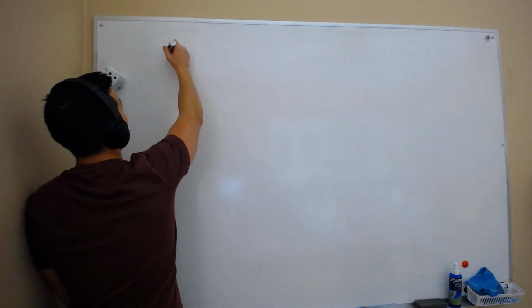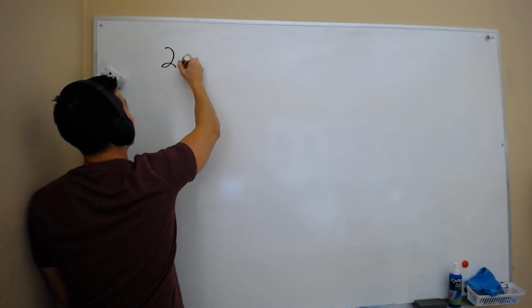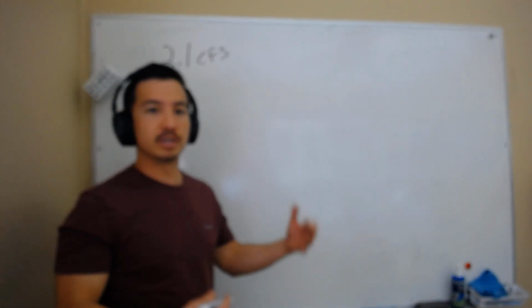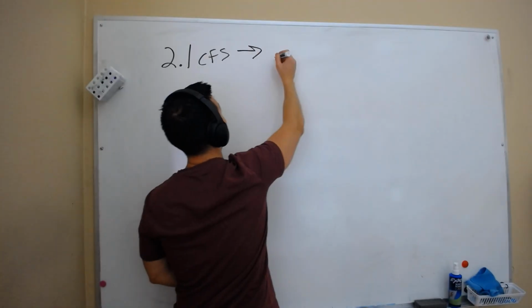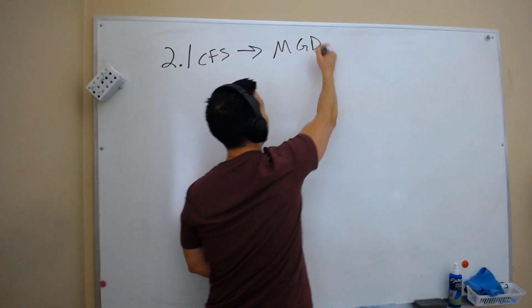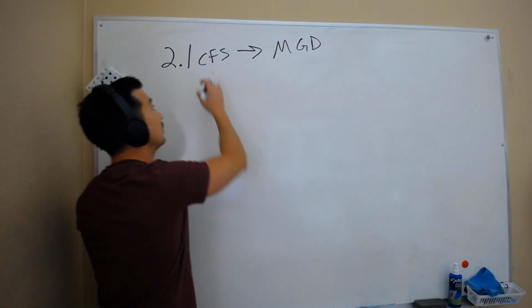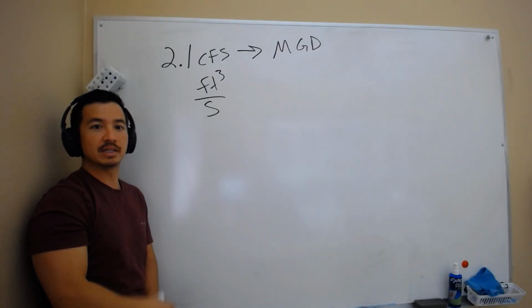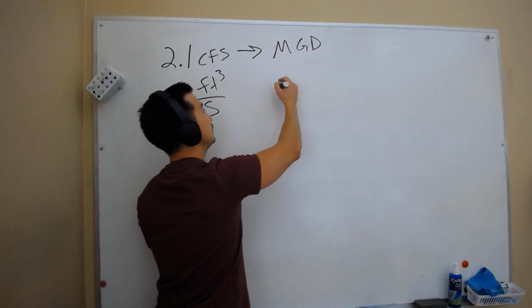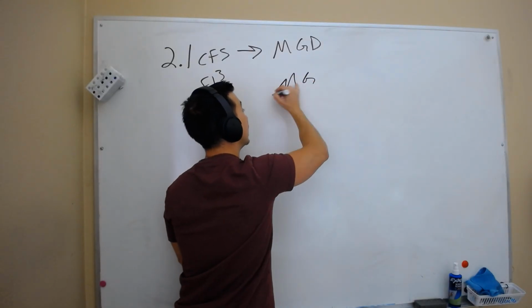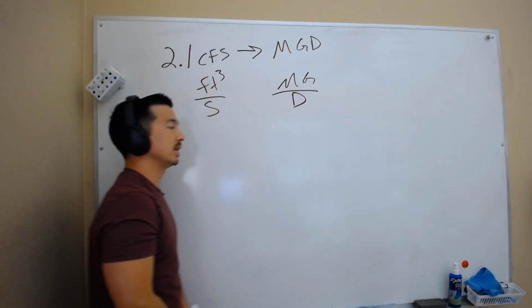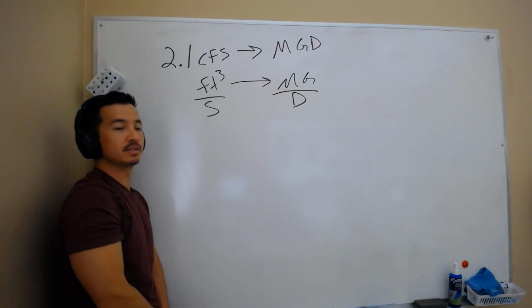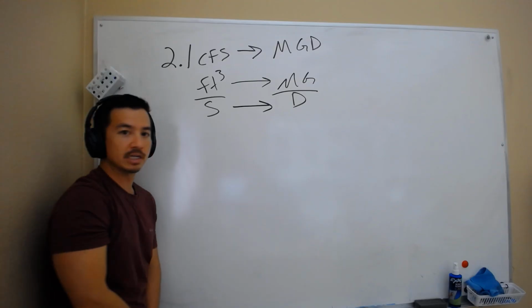So let's say we've got a certain flow rate. Let's say our flow rate is going to be 2.1 CFS, and that's what we're given. And our goal here is going to be to try to convert that flow rate from CFS to MGD, right, to million gallons per day. Now, remember, when we have CFS, we want to break that down as cubic feet per second, right? That's the flow rate we're starting at. We want to get to a point where we're looking at million gallons per day, right? That's our goal. So when we look at it this way, we've got to convert both the top from cubic feet to million gallons and the bottom from seconds to days.